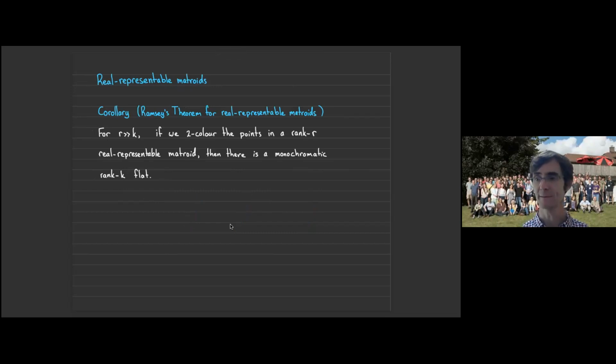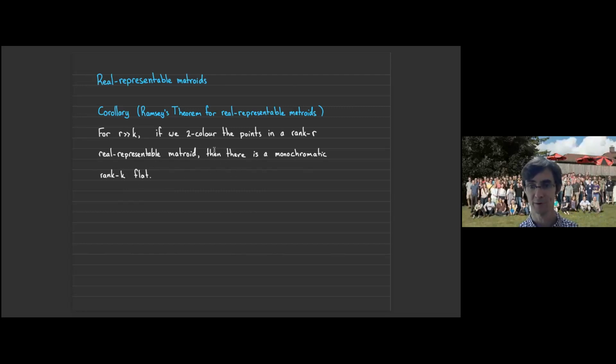It also gives you a Ramsey theorem in a trivial and really boring way. If you take a high rank, and by high here I mean about 4 times k, a real representable matroid, and then you 2-color the points, you're going to get a monochromatic rank k flat. How's that? Well, it's going to contain an independent rank k flat of about half its size, half its rank. Then you just take the majority of those. Some are colored red, some are colored blue, you take the majority. And because it's an independent flat, you get a monochromatic flat.